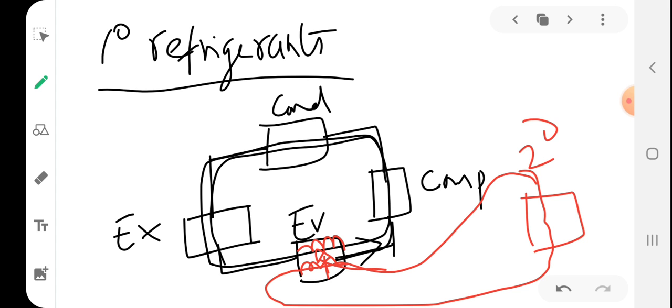So here secondary, here primary. The secondary refrigerant does not directly take part in the refrigeration process taking place in that refrigeration machine. It is just a medium for absorbing the heat from the space to be evaporated and then carrying it to the VCR system, and then rejecting this heat to the primary refrigerant.